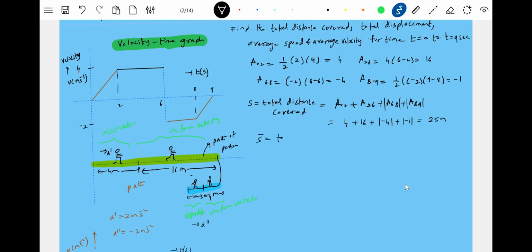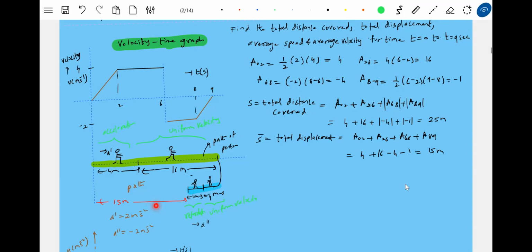Total displacement: 4 plus 16 minus 4 minus 1, which is 15 meters. What do we mean by 15 meters? Finally, the person will be at a distance of 15 meters. What is the net displacement? 15 meters. I should put i cap towards the right, no? Then after this, average speed.